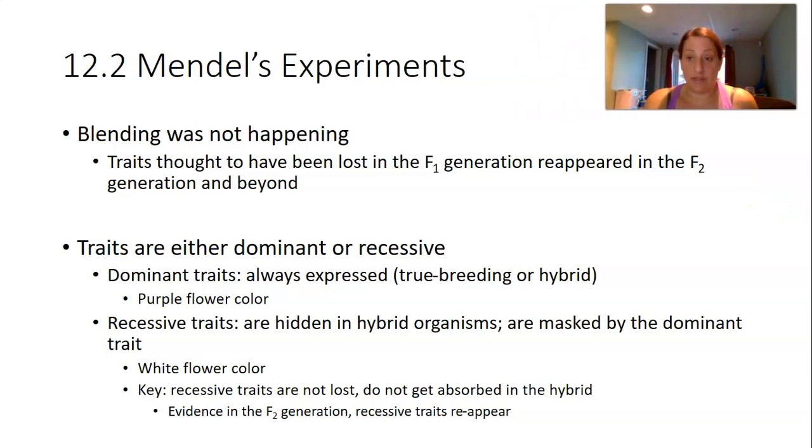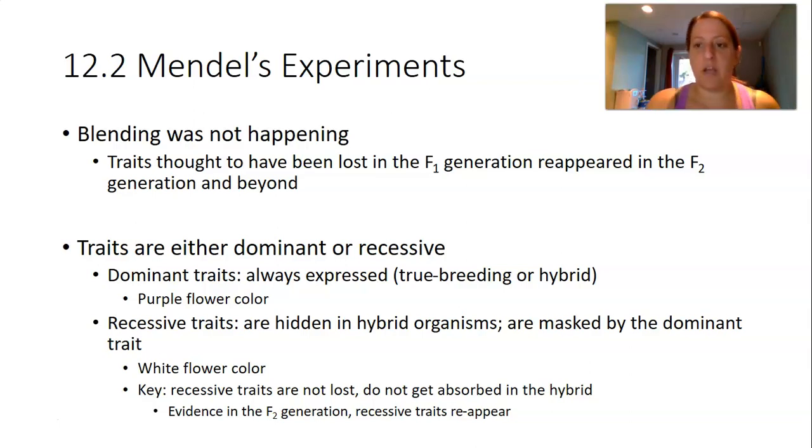We're going to do lots of genetics practice problems together, so we'll keep writing those out and make sure we got it. So what we know is that blending wasn't happening, that traits were not lost in the F1 generation. Thankfully, since he carried his studies out to the F2 generation and beyond, those traits reappeared.